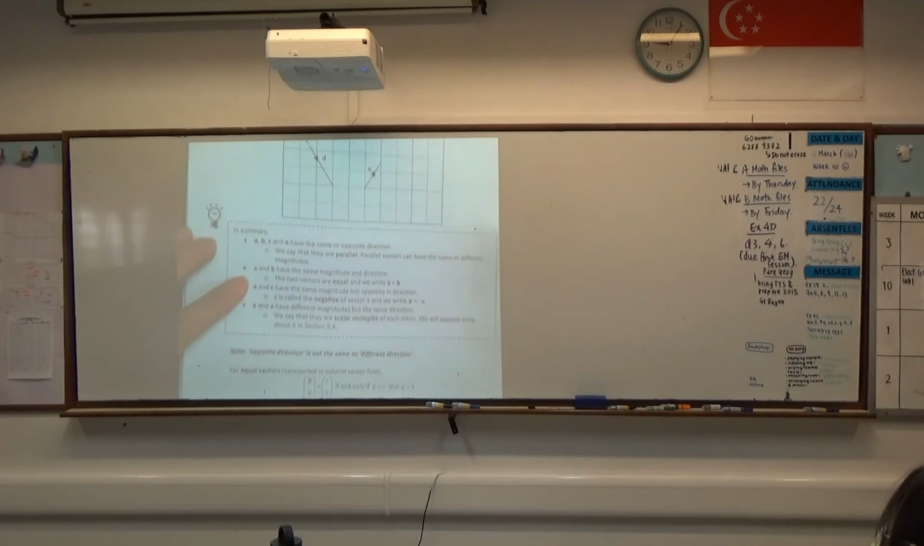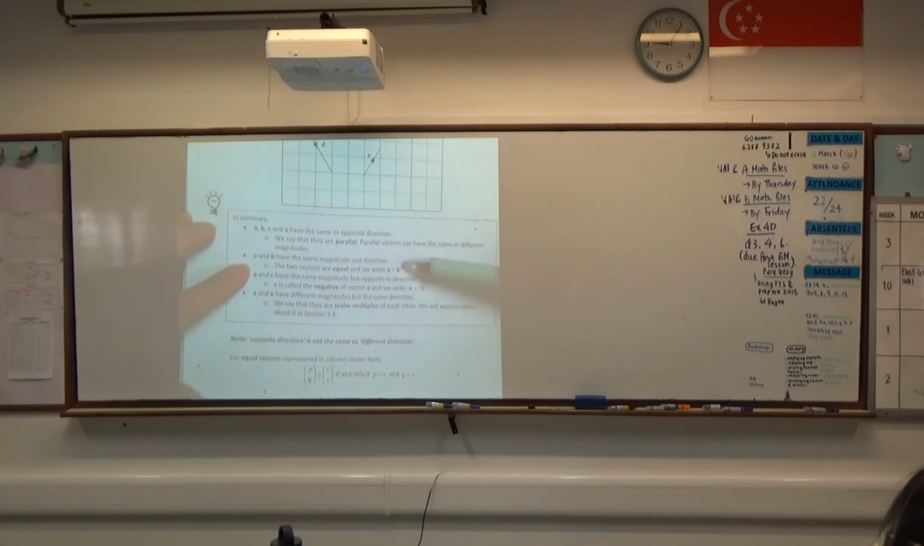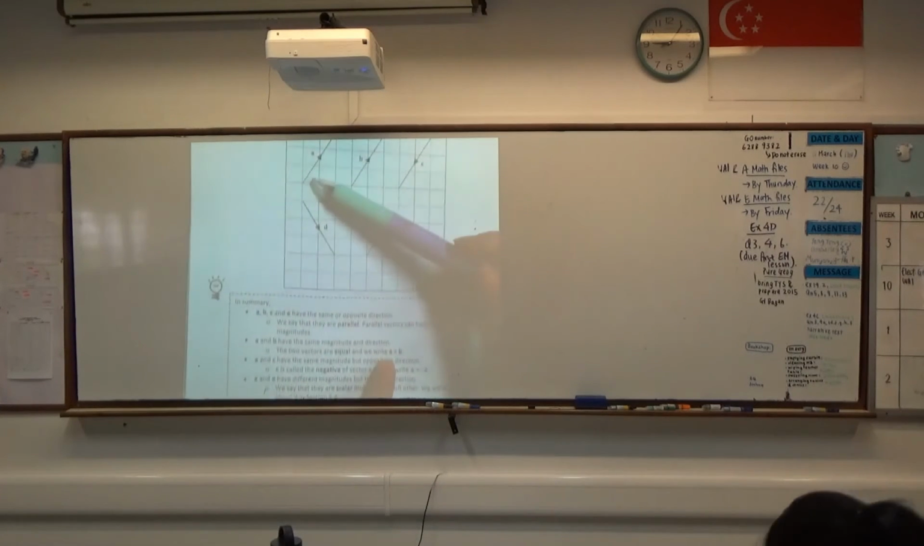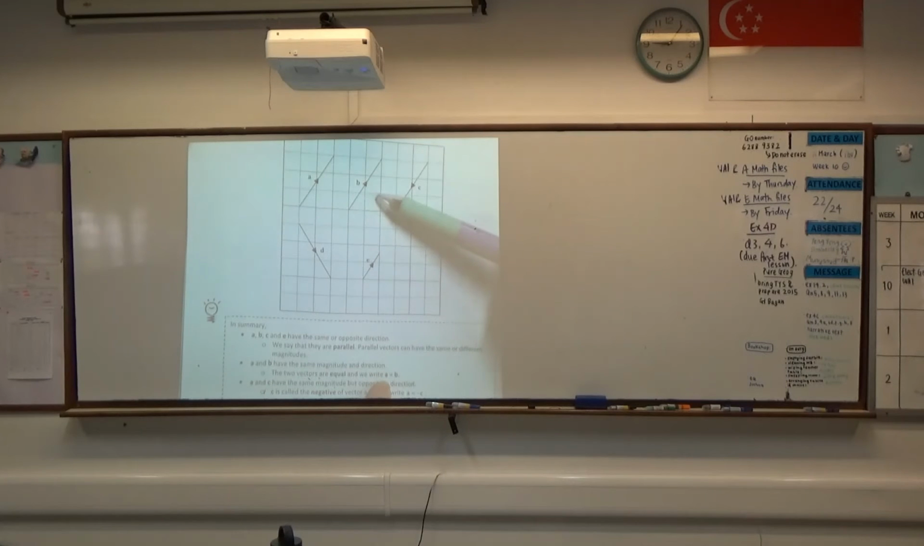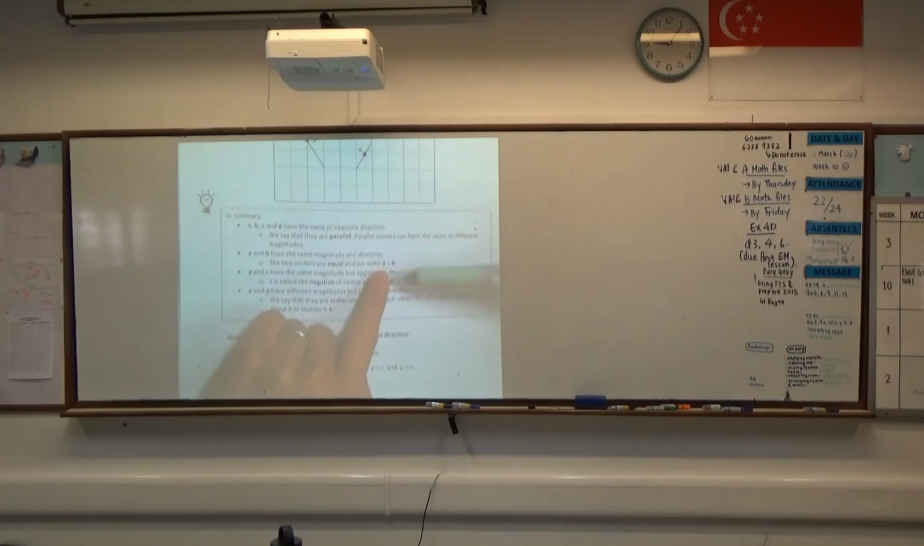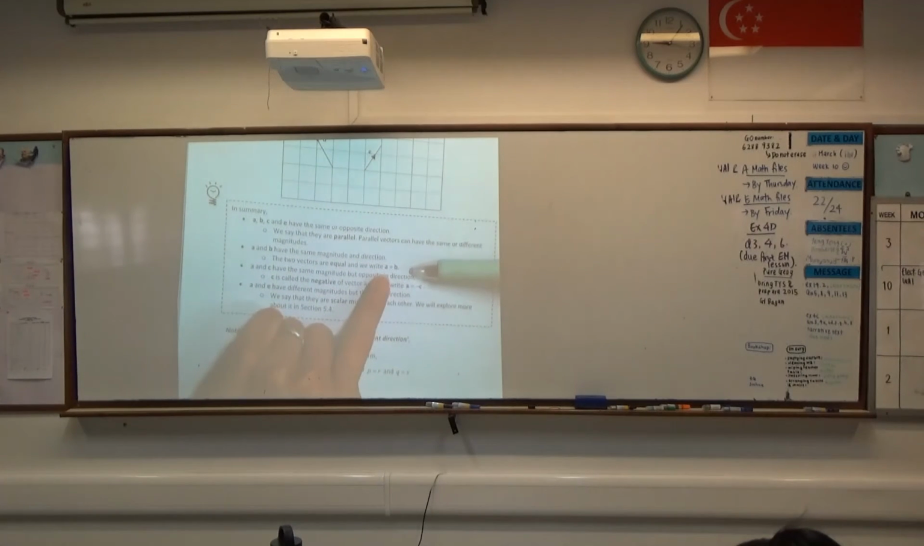A and B have the same magnitude and direction, so the two vectors are equal. When we write, we write A equals B. So A and B both have the same direction and same length. Therefore they are equal vectors.